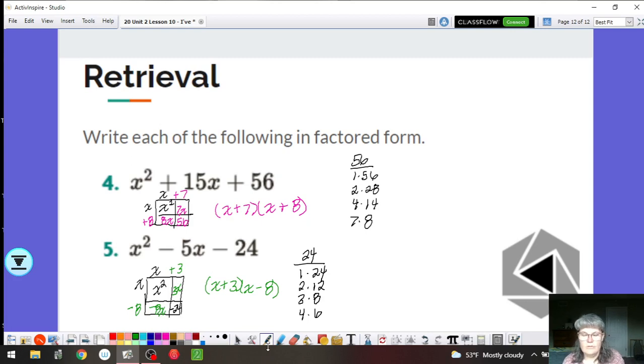And this is the conclusion of Lesson 10. It is also the lesson that prepares you for the Unit 2 assessment, or the skills needed for the Unit 2 assessment.